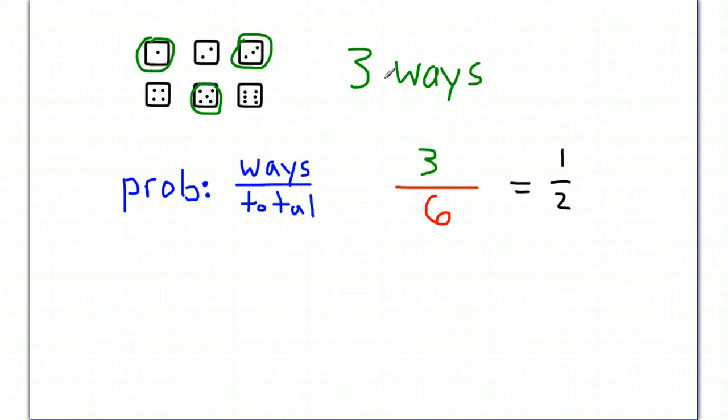So the difference between counting and probability is that with counting, you just figure out the number of ways you can do it. With probability, you figure out that over the total possible outcomes, in this case 6.